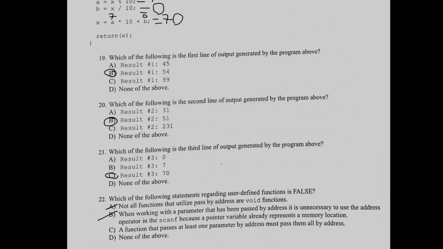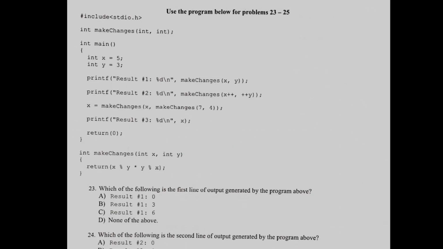C. A function that passes at least one parameter by address must pass them all by address. That is false. You can have a mix of passing parameters by address and passing parameters by their actual variable. So the answer to 22 is going to be C. Moving on to question 23.